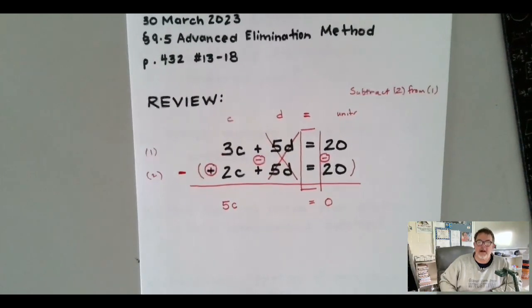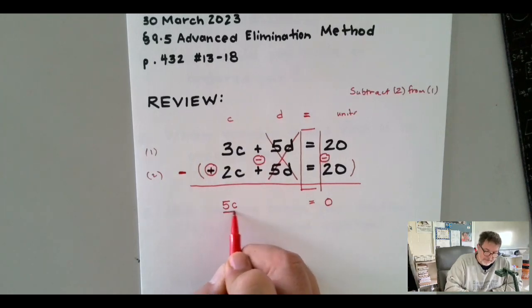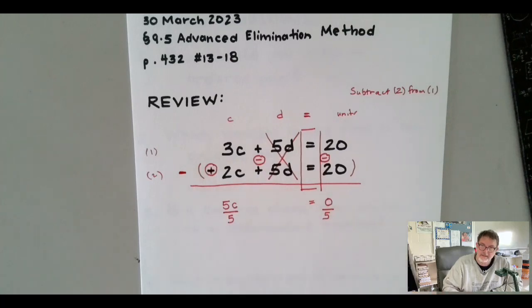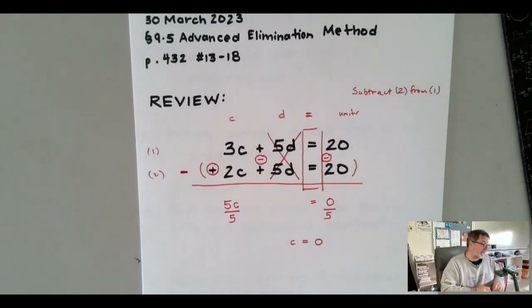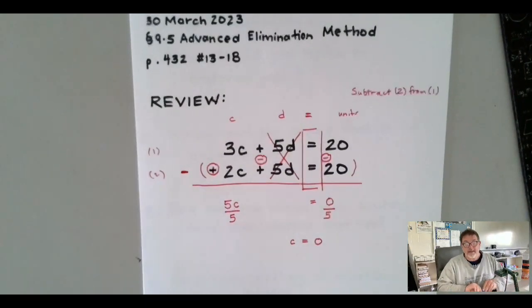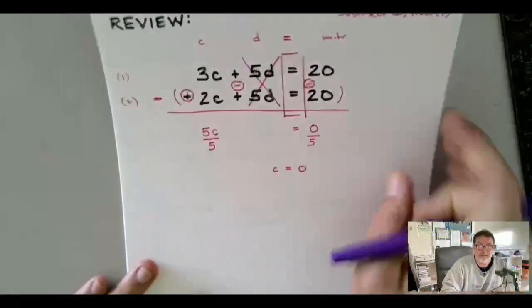Okay? That's it. Now, all I have to do is solve for C. So I divide both sides by 5. And I get C equals 0. Now I need to solve for D. How do I solve for D? I plug into either equation. It doesn't really matter which one.